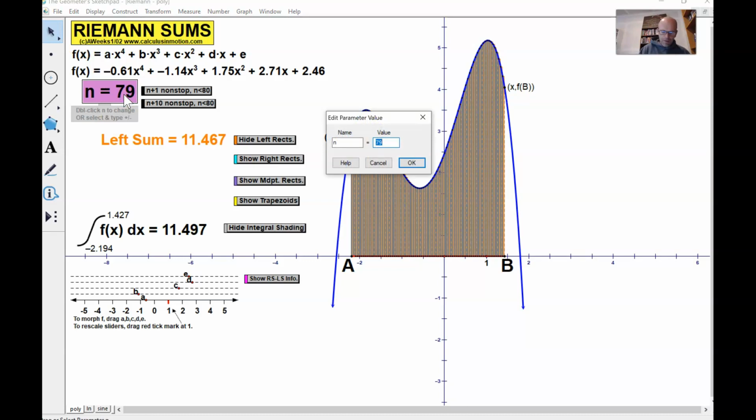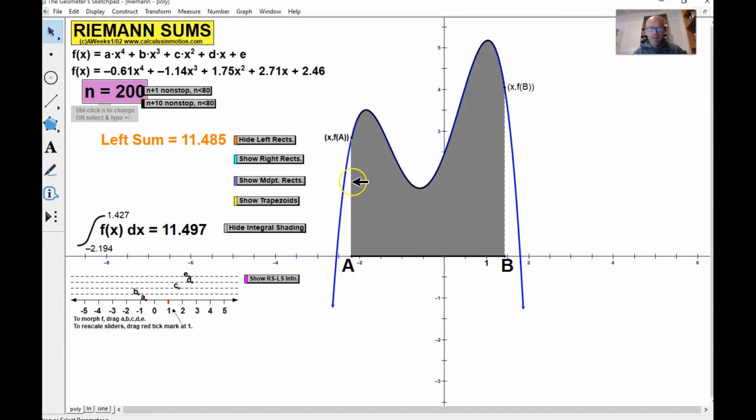What if I do like 200? Will it break the system? I don't know. Look at that. It's still, and notice the sum is still not exactly right, but they're so small and blurred together we can't even see the rectangles anymore. But you can see that it's still an estimate. Even though we got 200 rectangles, it's still an estimate.